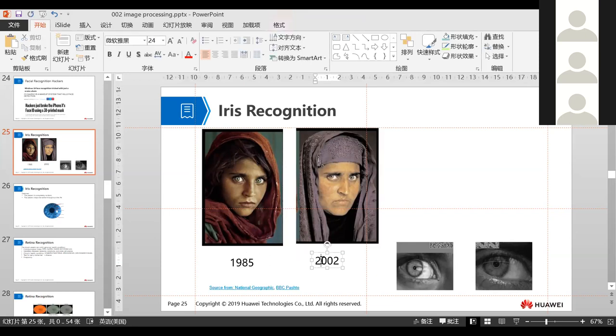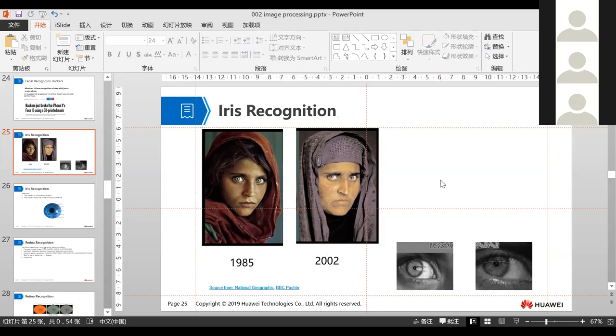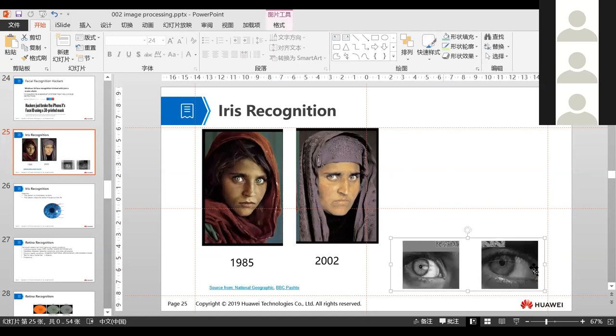this is the girl maybe in 2002. How did the reporters and the scientists recognize that it is the same person? It will always fail if we use face recognition technology, because the face changes, we get a lot of wrinkles, and the textures on the face change, so it fails. So the scientists and the staff from Time magazine used iris recognition. Although the face will change, the patterns on the iris of one person will never change. So we use iris recognition to recognize it as the same person.